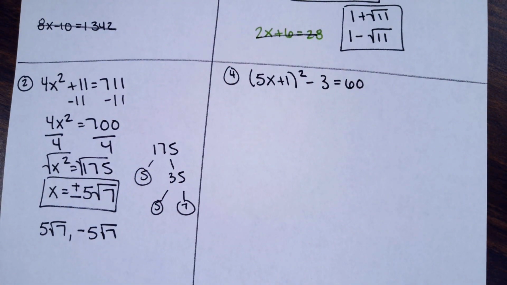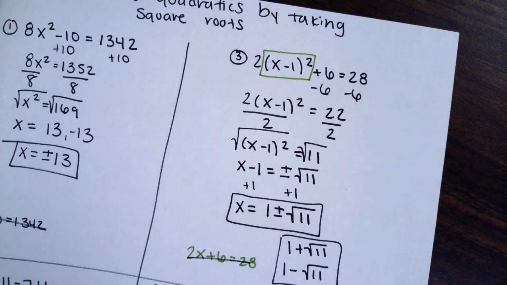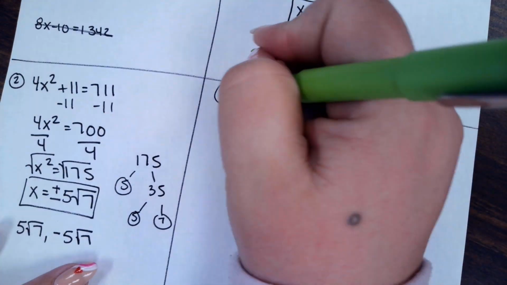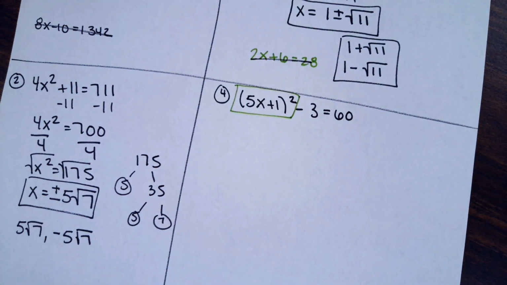All right, number 4. Go ahead and pause it. See what you can do with this one, and then come back. All right, let's compare answers. So again, just like up here, how we were trying to isolate the expression that has the squared on it, we're going to do the same thing down here. We're trying to isolate this term right here.